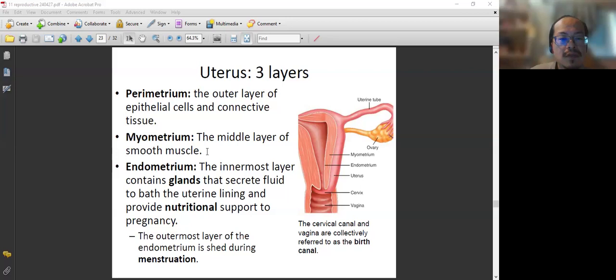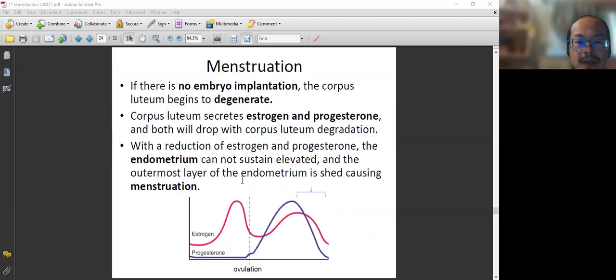So that's the reason to know these three layers: for the menstruation, we are only concerned about the endometrium.